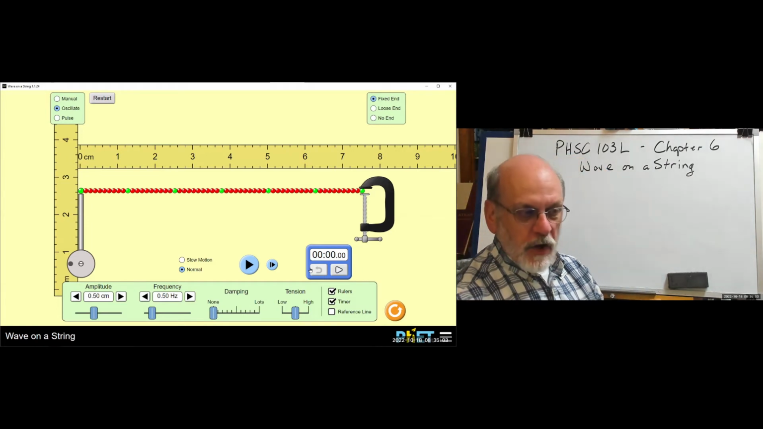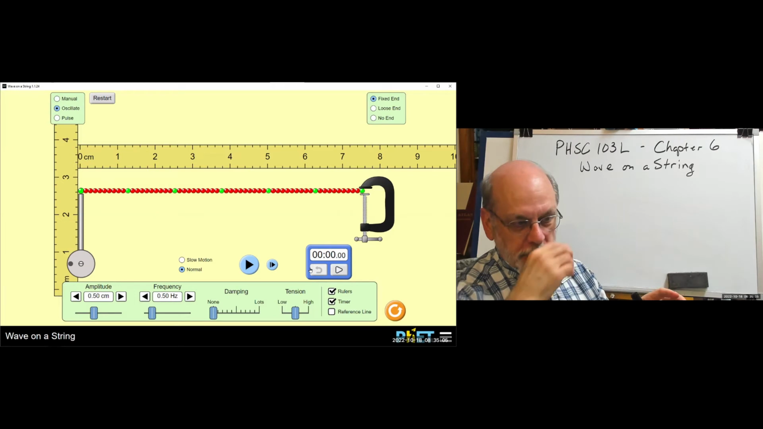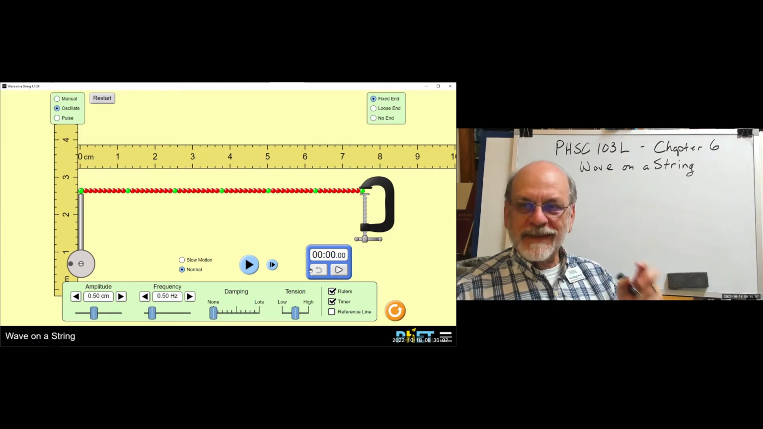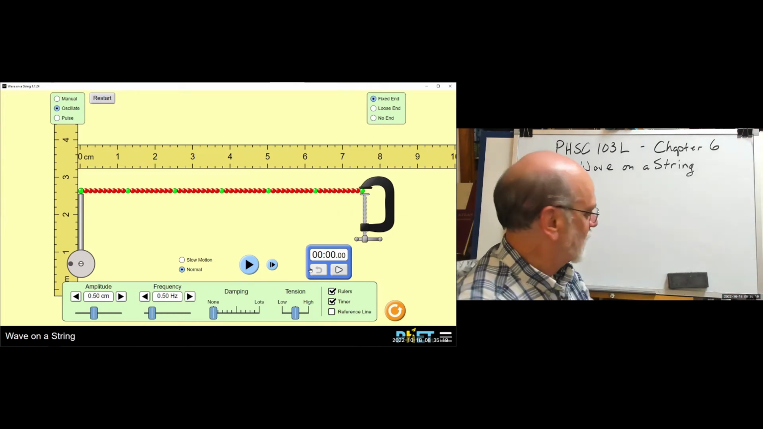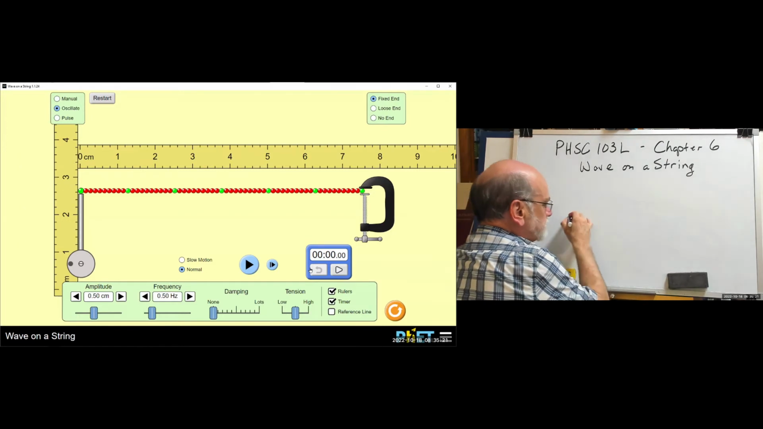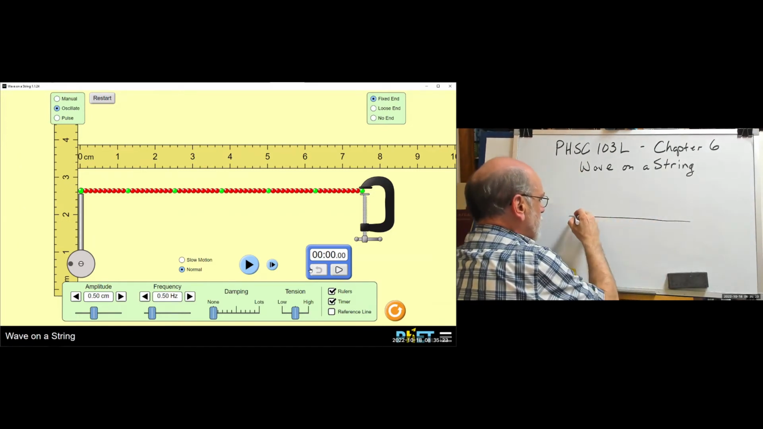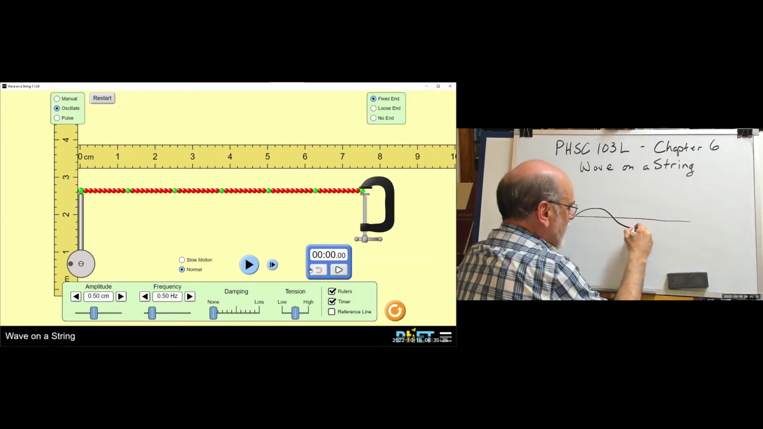Okay, so what do we mean by harmonics? Well, there's the fundamental, which is the first harmonic. This is the absolute longest possible wavelength you can get out of the string. And what do we mean by that? Well, we know that waves travel like this.